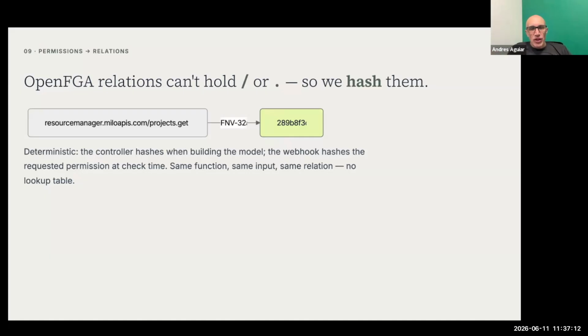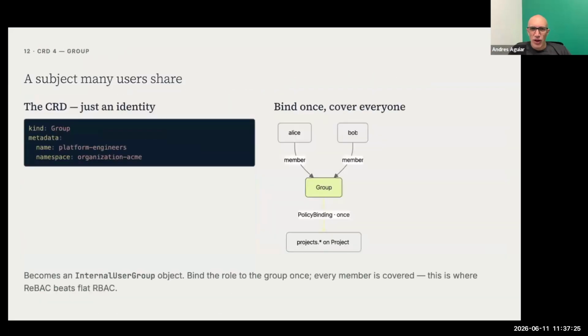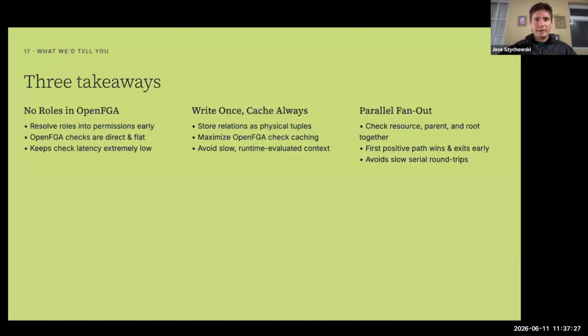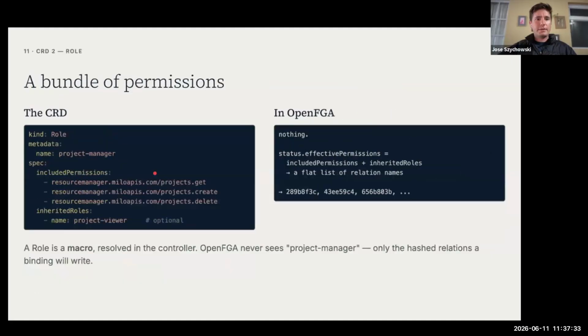Something else that you mentioned is that you pre-compute the permissions and the permissions are always direct checks, something like that. Can you elaborate on that? Yeah, like we resolve roles into permissions early, right? Okay, what do you mean by that?